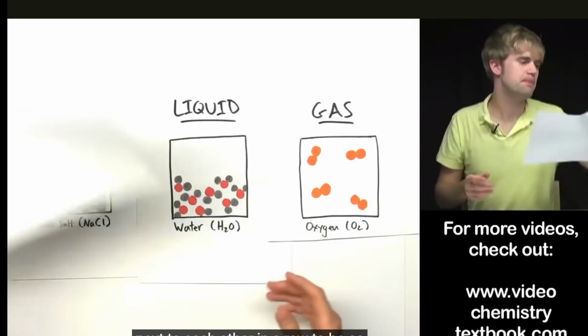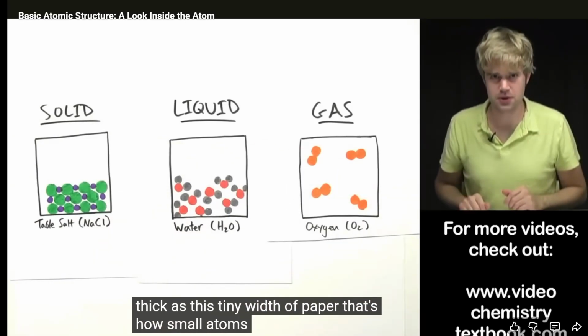1 million atoms. That's a lot. Try and imagine that. I can't even imagine something that small. My brain doesn't do that. That's how small atoms are.